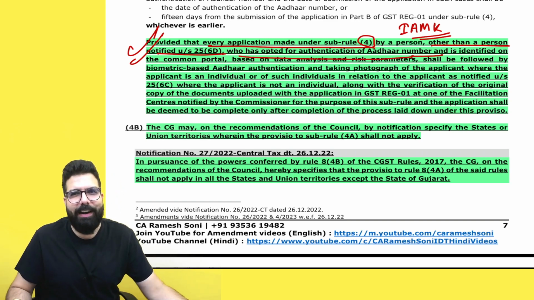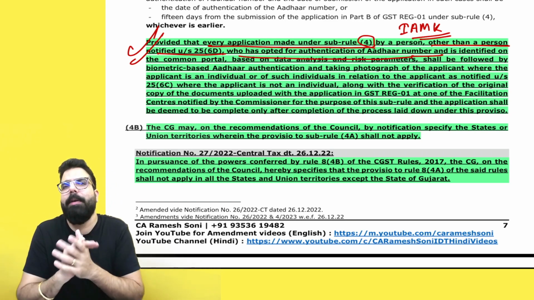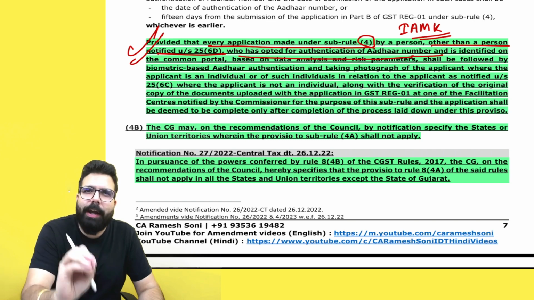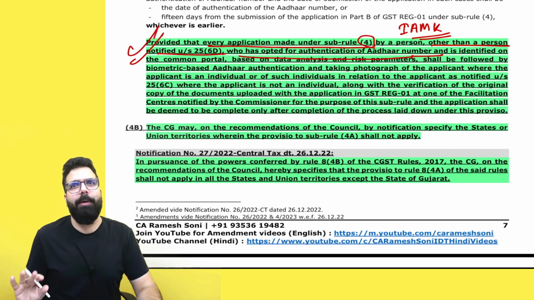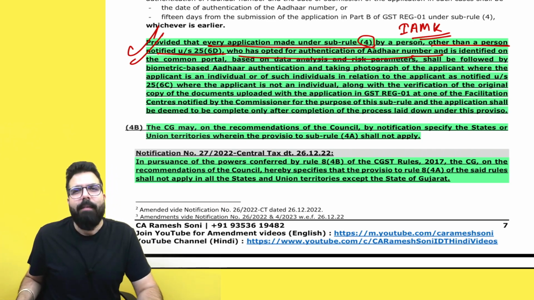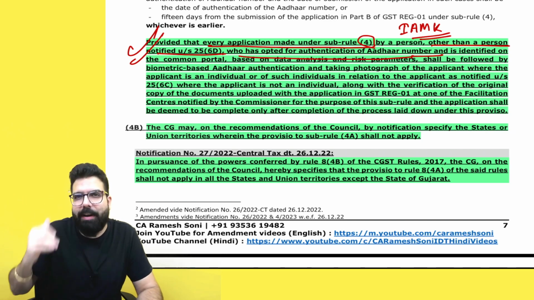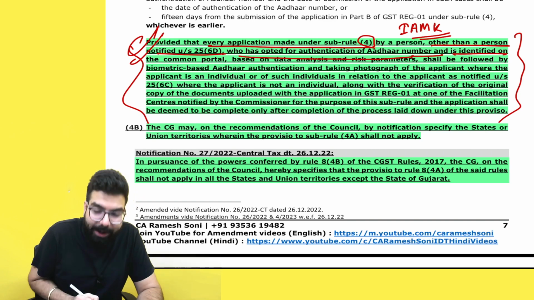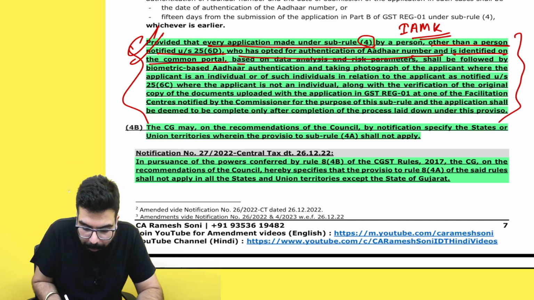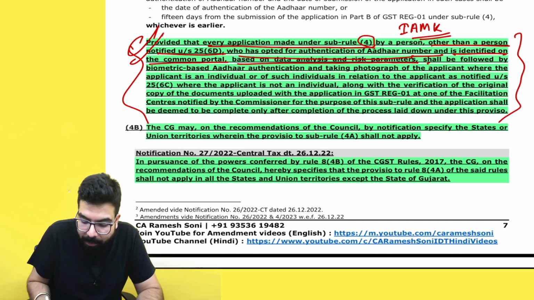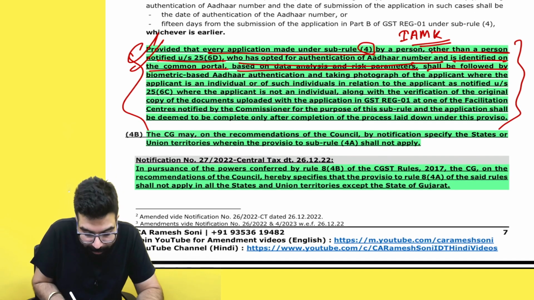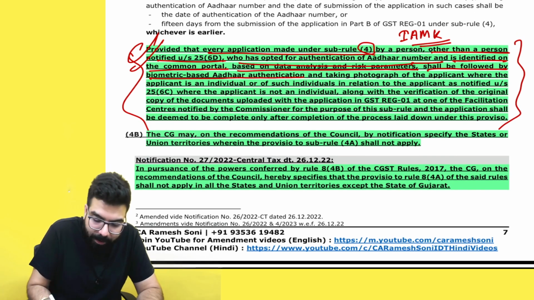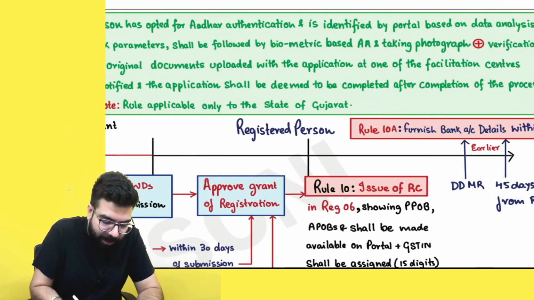now they are telling that there is a functionality which has been built into the portal. That portal can identify risky kinds of people, and if you are a risky kind of person, then they are telling we will call you for biometric based Aadhaar authentication. That's all they have told. If you are identified on the common portal based on data analysis and risk parameter, that shall be followed by biometric based Aadhaar authentication. That is what I have written.